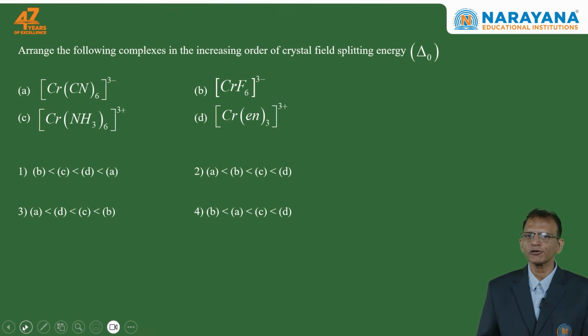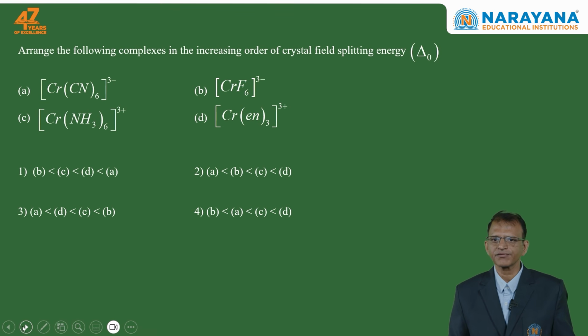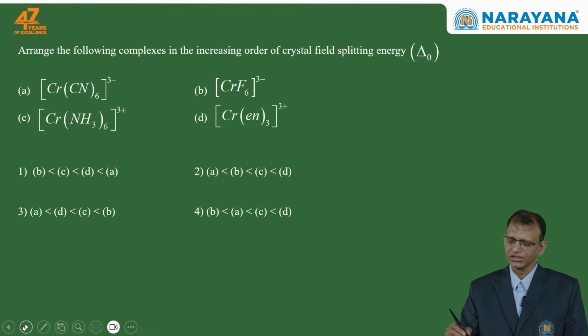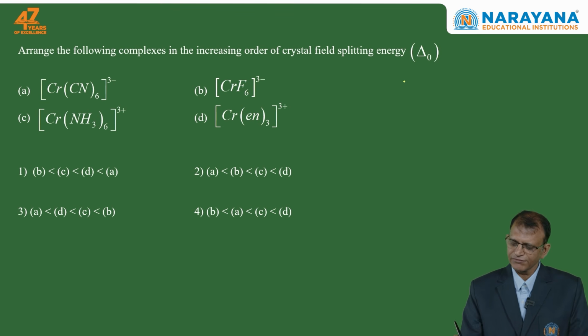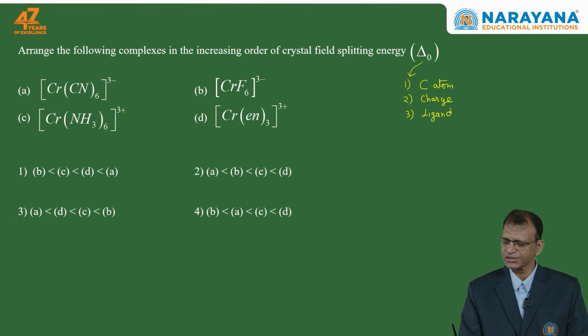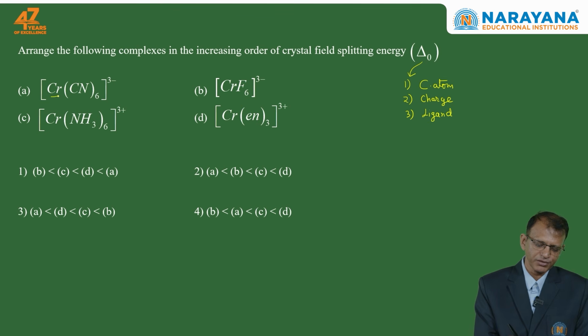Arrange the following complexes in increasing order of crystal field splitting energy. So we know that the crystal field splitting energy delta naught depends on many factors. It depends on the central atom, the charge on the central atom, the type of ligand present, and the coordination number also. Here, if we go through all the options, the central atom is the same, that is chromium. In all the options, chromium is the central atom.